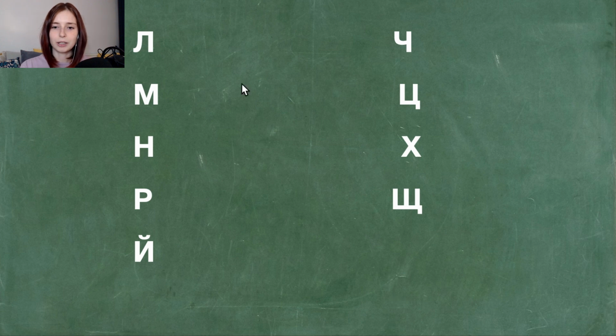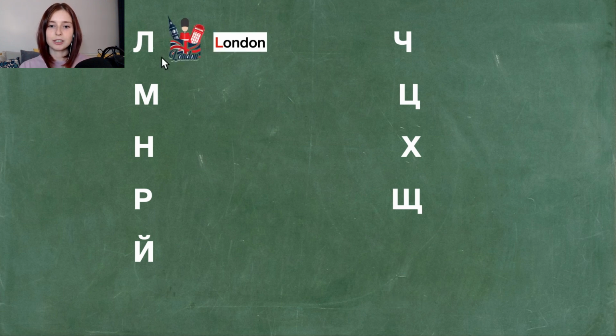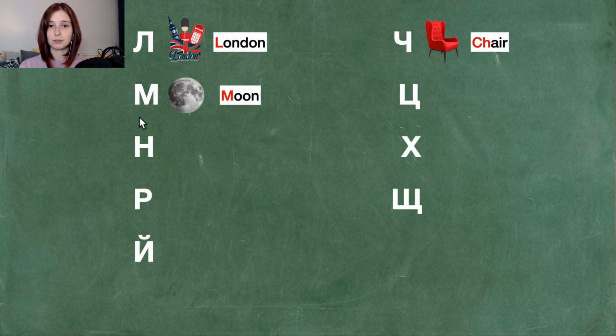So let's take a look at the first one. This is actually L, like in London. That's the sound it makes. And this one is ch, like in chair. L, ch. And this one is like English m, like moon.